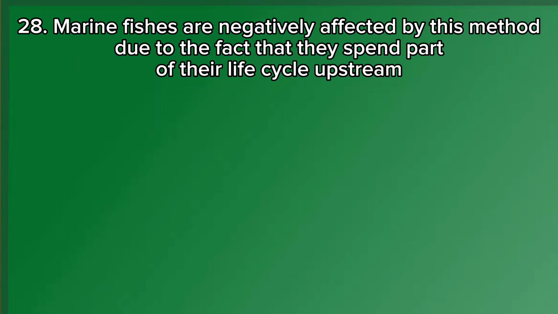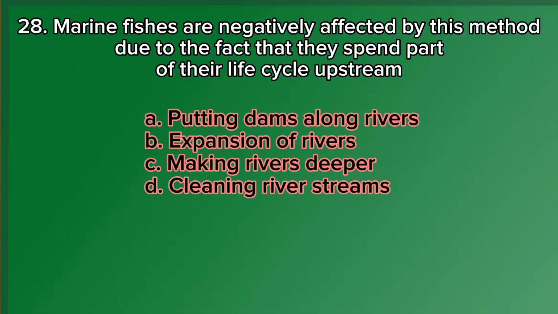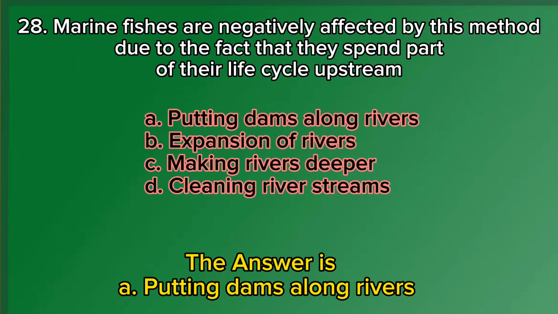28. Marine fishes are negatively affected by this method due to the fact that they spend part of their life cycle upstream. A. Putting dams along rivers. B. Expansion of rivers. C. Making rivers deeper. D. Cleaning river streams. The answer is A. Putting dams along rivers.